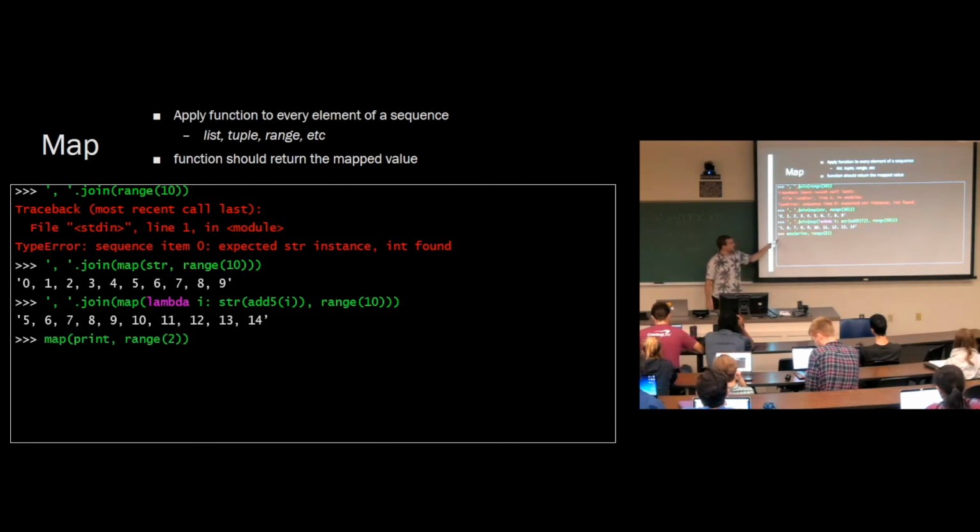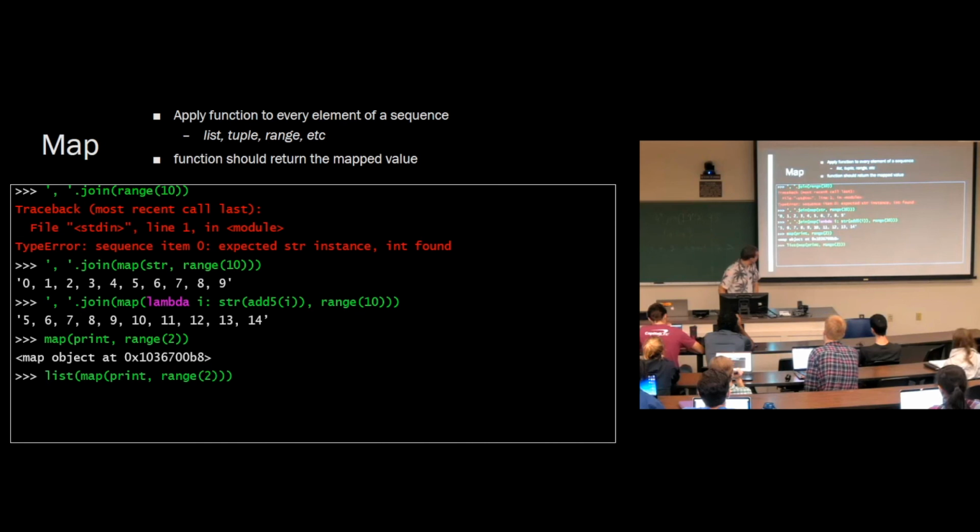Okay, how about this one? What do you guys think is going to happen? Print 0 and 1 and then return like none. None? Maybe. I forget. So, yeah. I don't actually know, I thought it was going to print, but apparently it doesn't.